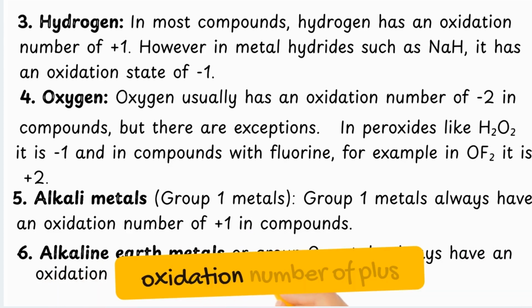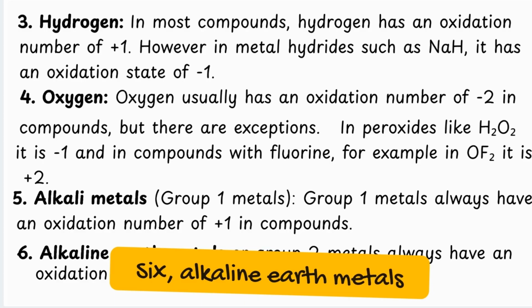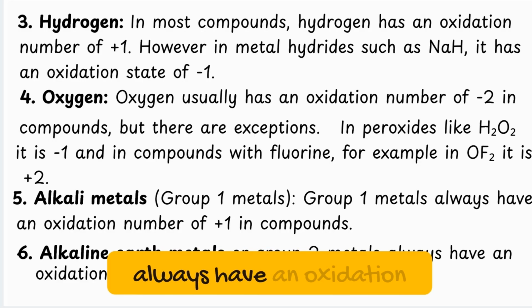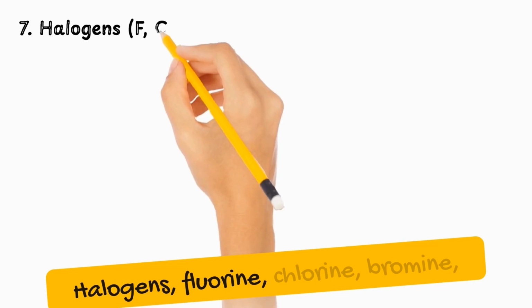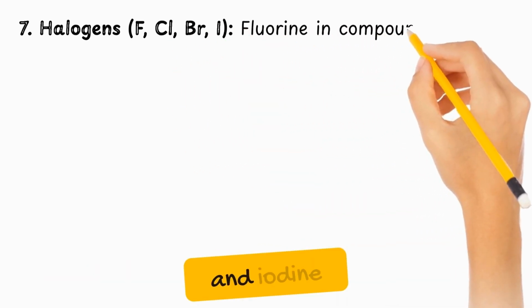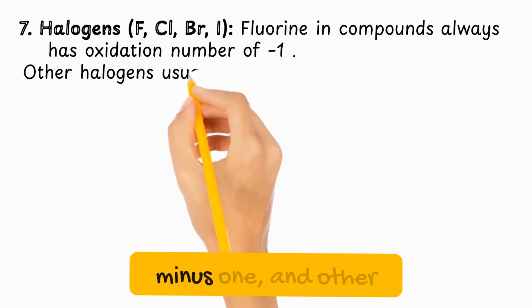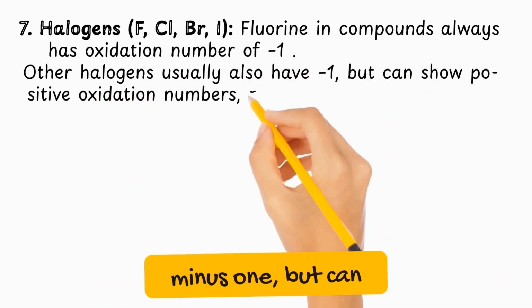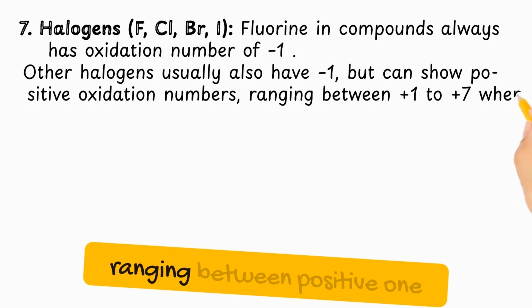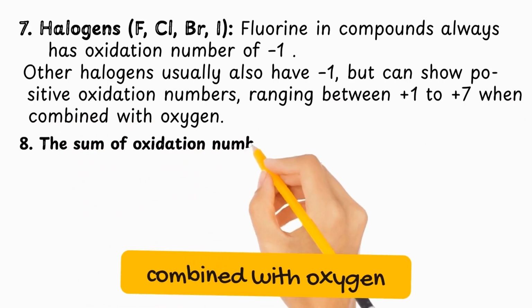5. Alkali metals, group 1 metals. They always have an oxidation number of +1 in compounds. 6. Alkaline earth metals, or group 2 metals, always have an oxidation number of +2 in compounds. 7. Halogens: fluorine, chlorine, bromine, and iodine. Fluorine in compounds always has an oxidation number of -1, and other halogens usually also have -1, but can show positive oxidation numbers ranging between +1 to +7 when combined with oxygen.